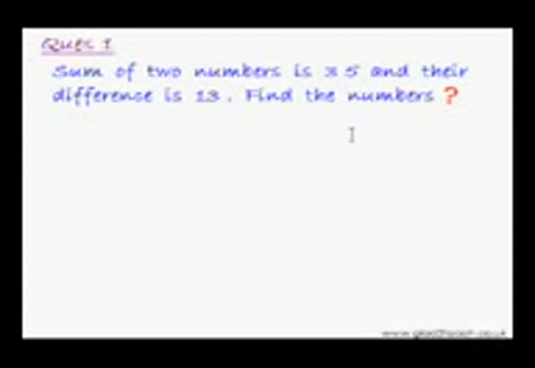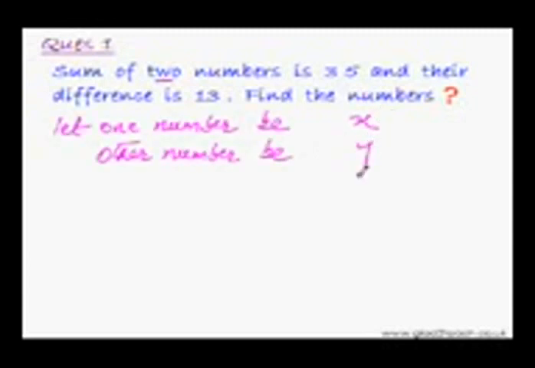So now let me do it. Since here there are two unknown things, the easiest way to solve this question would be to take two variables, that is x and y. So let one number be x and the other number be y. Now that we have assigned the variables, the next step would be to create the equations. And since here there are two variables, we need two equations.